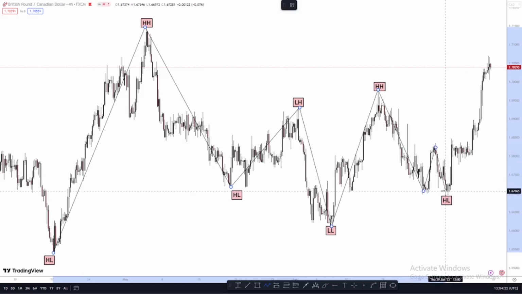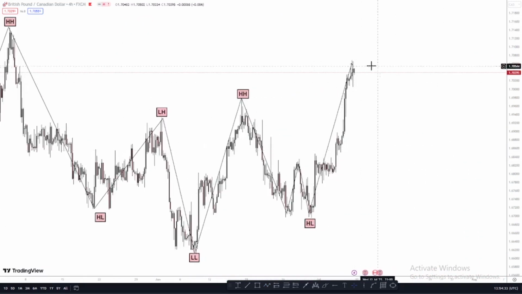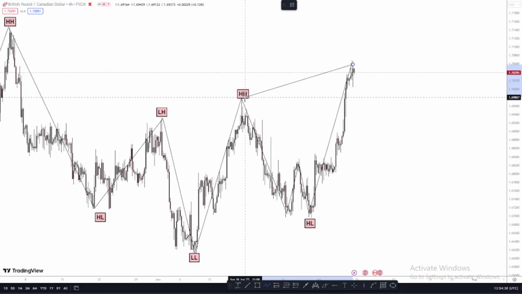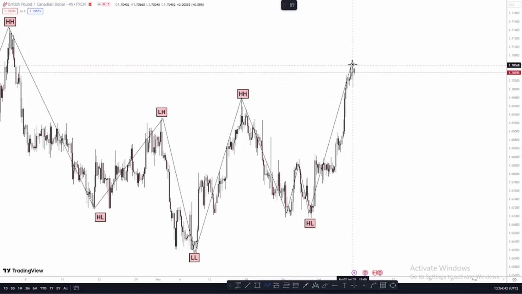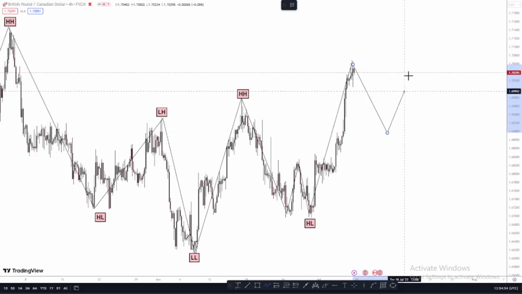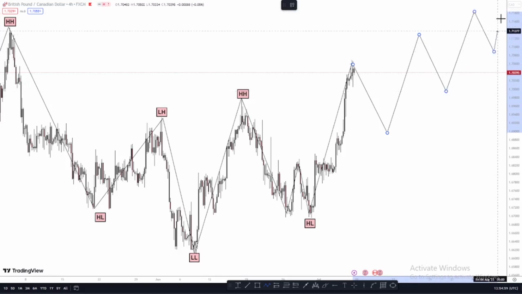After price created this double bottom slash higher low, what did it do next? It went back up to create a new higher high. Why is this a higher high? Because this high is higher than its previous high. After this high is created, what are we expecting next from price? We're expecting price to come back down to create a new higher low. So we continue back up to create a higher high, higher low, so on and so forth.